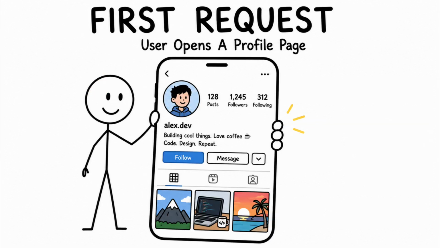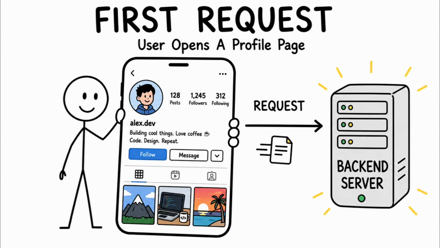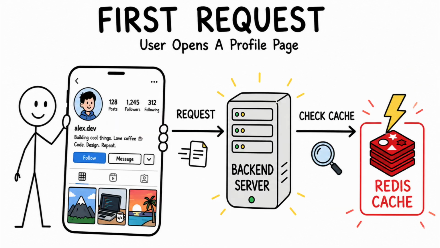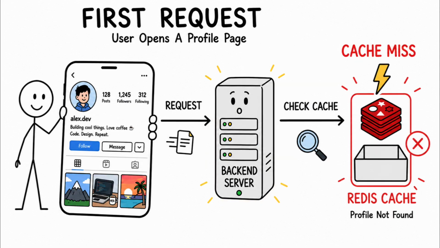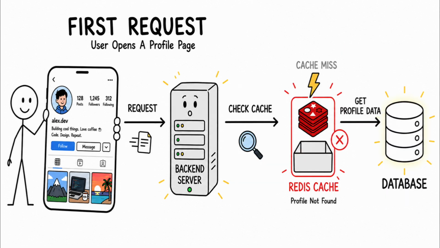First request. Now let's follow a real request. Imagine a user opens a profile page. The request reaches the backend server. The backend first checks Redis. It asks, do I already have this profile? Suppose Redis doesn't have it. The data is missing. This situation is called a cache miss. The cache was checked, but the data was not found, so now the backend has no choice. It must go to the database.